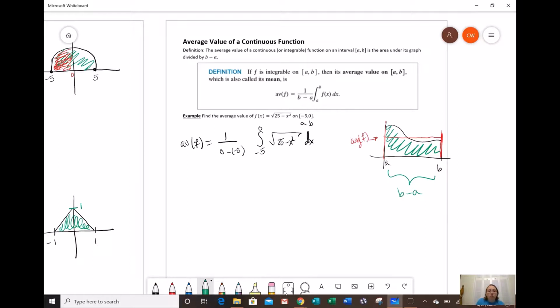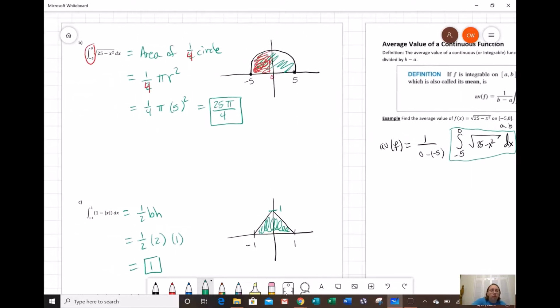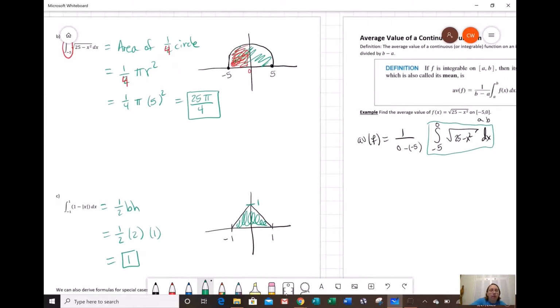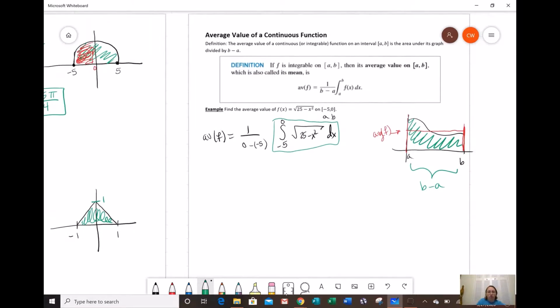Now, we actually already found this value here. Remember, this was a quarter of our circle, which we found right there, 25 pi over 4. So this is 25 pi over 4. What we have to do is multiply by this. So 1 over, that would be positive 5. So the 25 and the 5 can reduce. You're left with 5 on top.